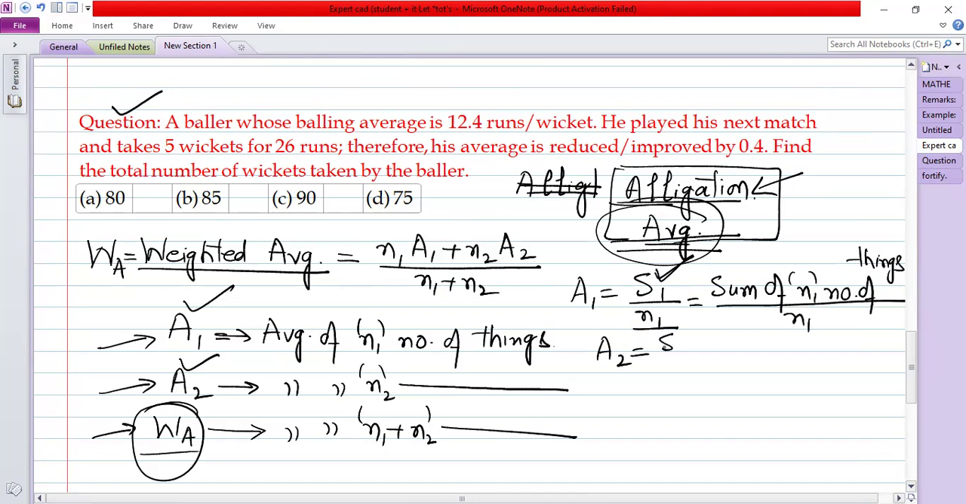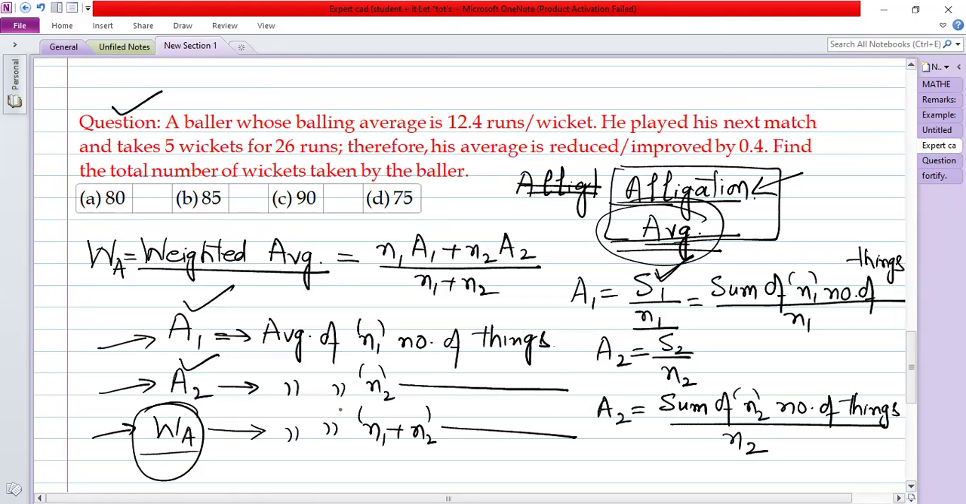So here A2 is S2 upon N2. What is this S2? Obviously, this is the sum of the N2 number of things or observations, you may call anything here. Actually, we will take as per our example. So this is our A2.